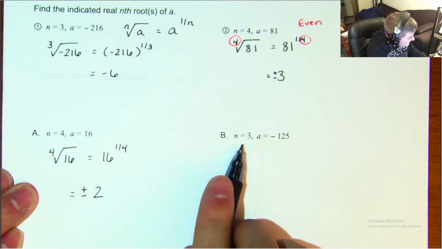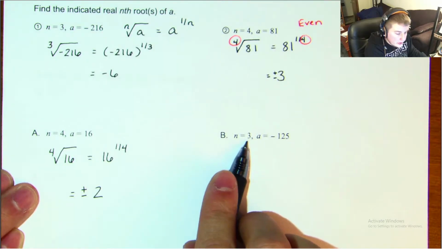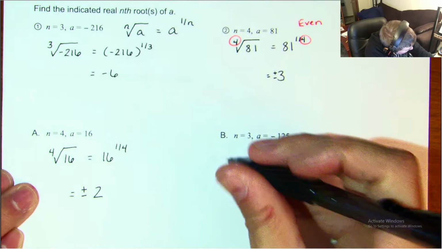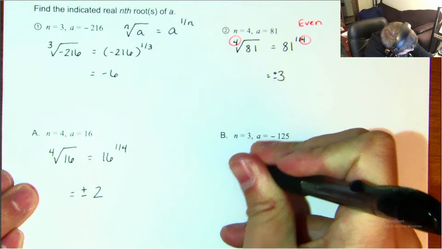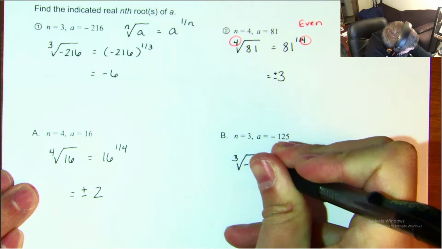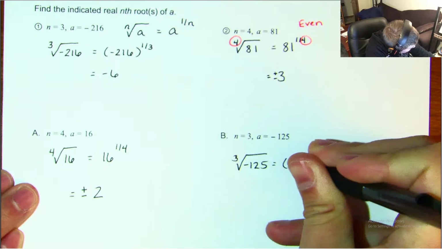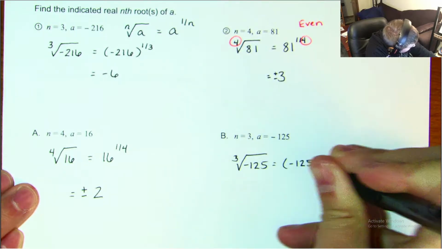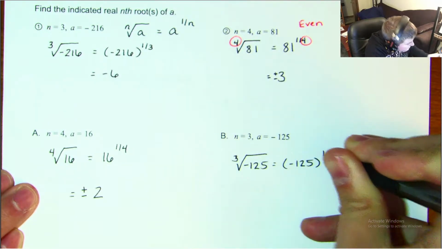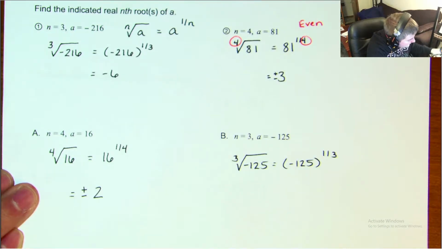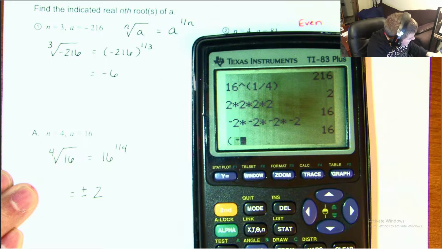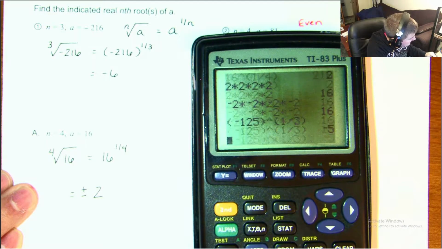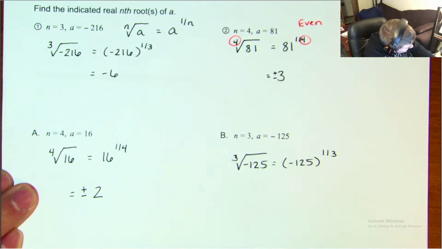Here I'm taking the 3rd root, or cube root, of negative 125, which is equivalent to negative 125 to the 1/3 power. So I'm going to take negative 125 to the 1/3 power, and I'm going to get negative 5.